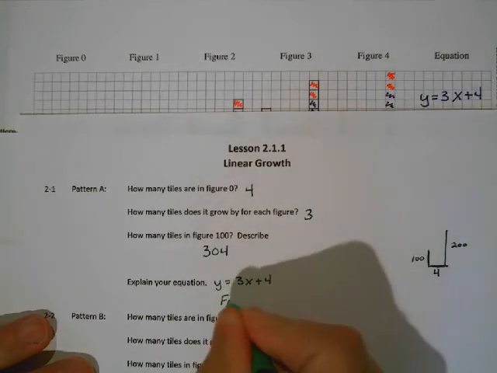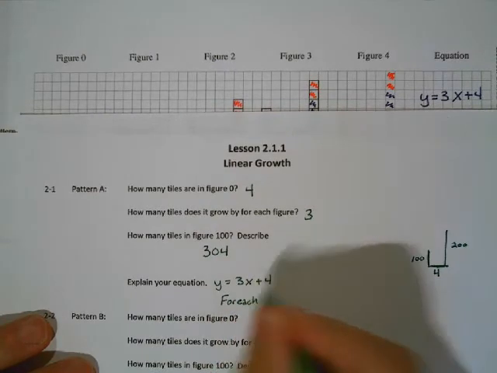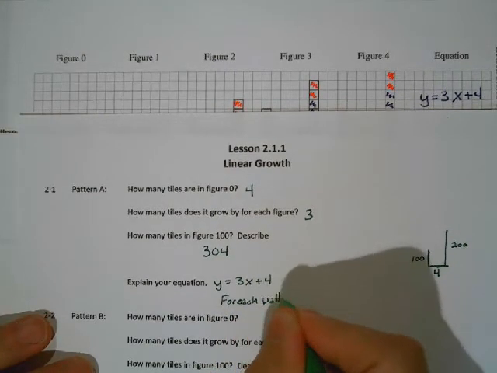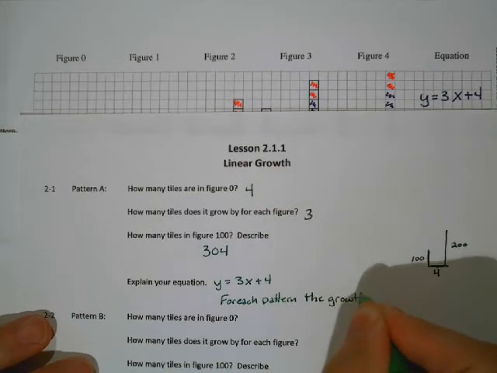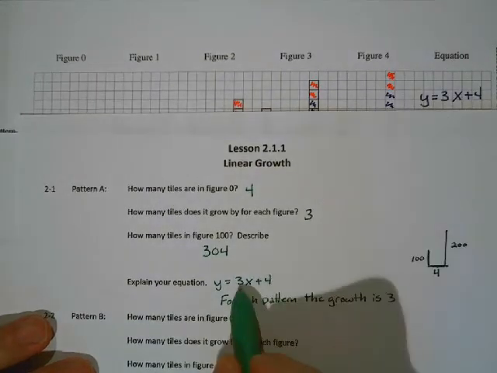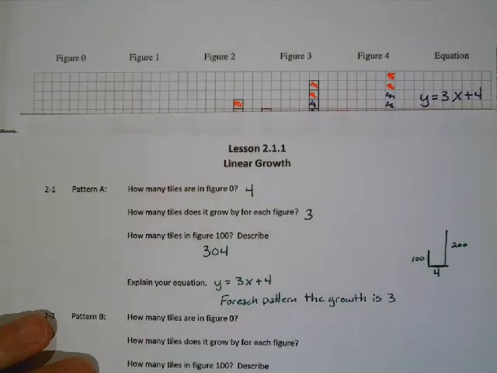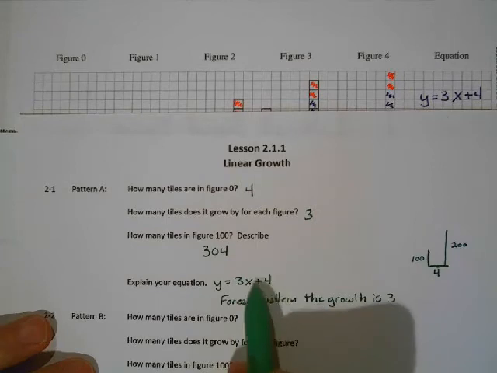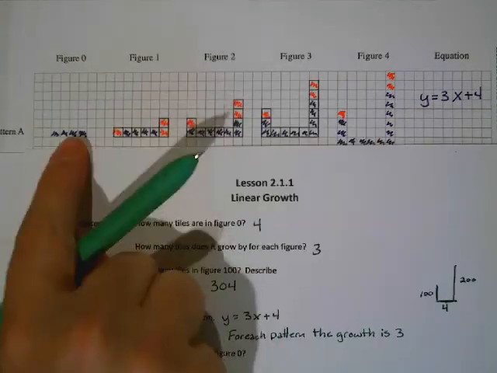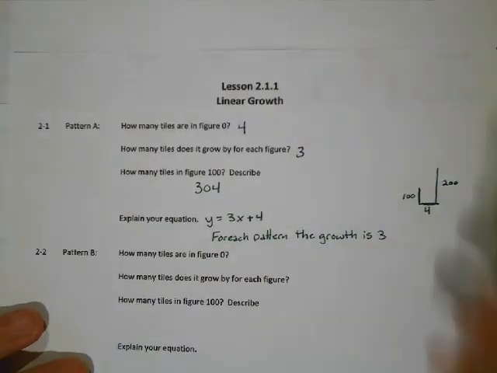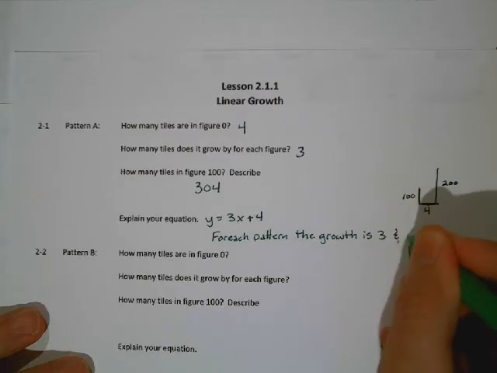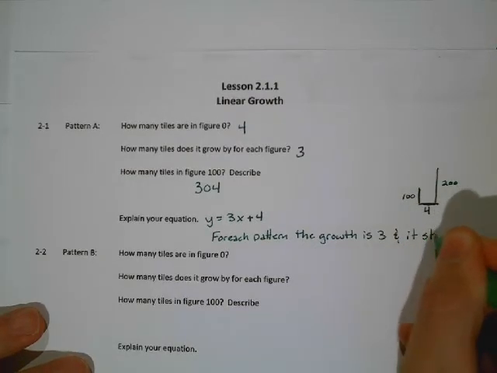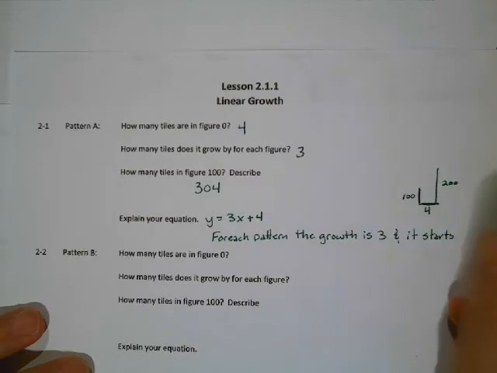So for each pattern, the growth is 3. That's where this 3 is coming from. And 4 represents the starting point when it was at figure 0. So when you have 0, it's 3 times 0, so you need the 4 to account for these 4 tiles that we started with. So for each pattern, the growth is 3, and it starts at 4.